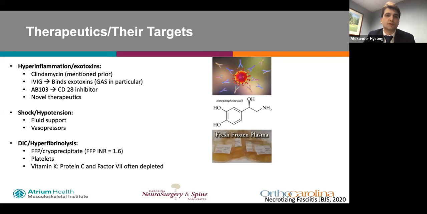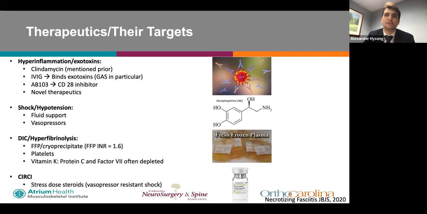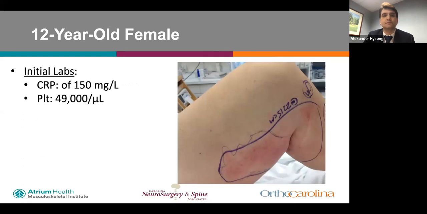Thrombocytopenia should be treated with platelets, and vitamin K has been proposed in some studies in order to help our body replete its vitamin K dependent clotting factors. And if a patient starts to develop vasopressor resistant shock or refractory shock, stress dose steroids have been advocated for as well. So briefly, we'll return to our case.